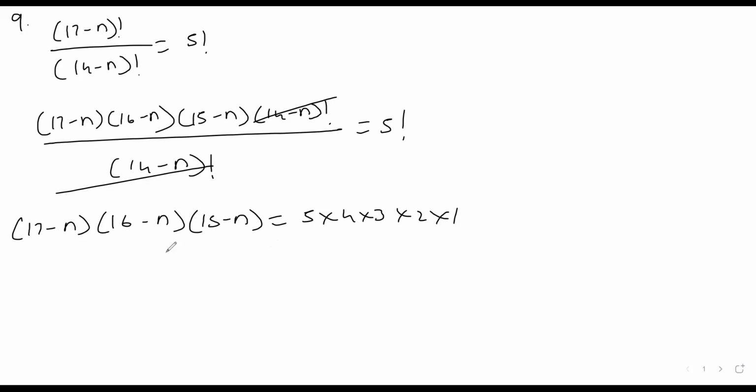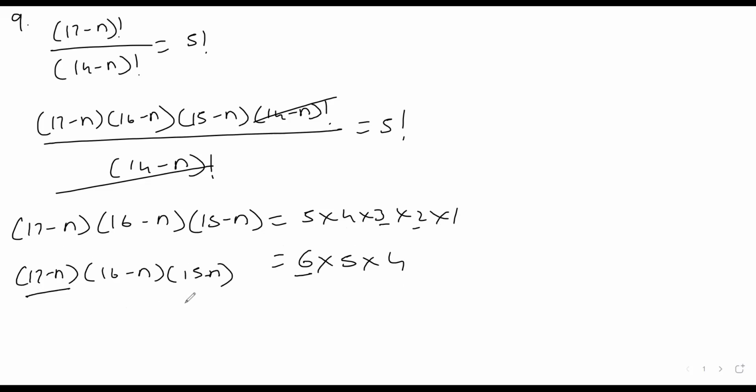Now how will we solve this? These are 3 numbers and these are 4 numbers. But I can write this as 6 into 5 into 4. This is 6 into 5 into 4, and this will be 17 minus n, 16 minus n, 15 minus n. This and this, these are bigger numbers. So 17 minus n is equal to 6. N is equal to 17 minus 6, that is 11. This is your answer.